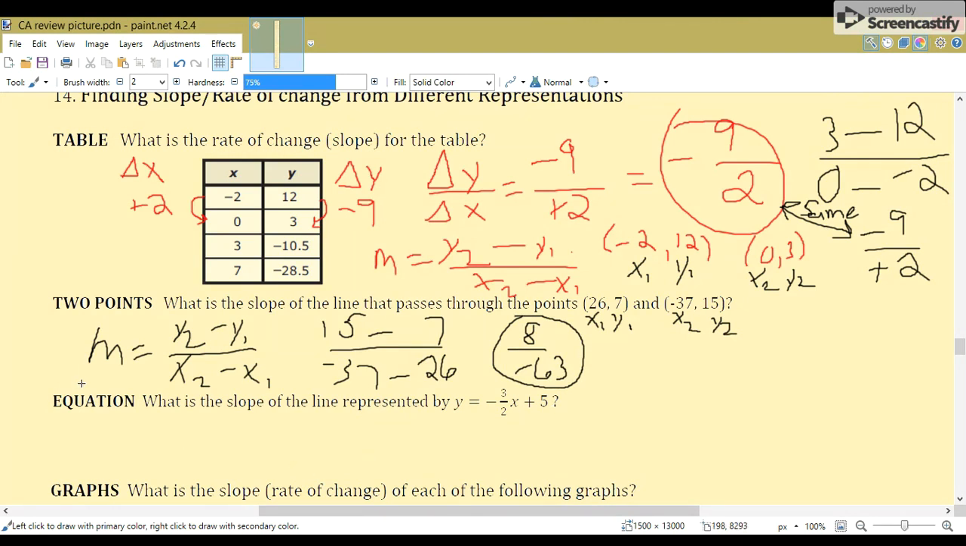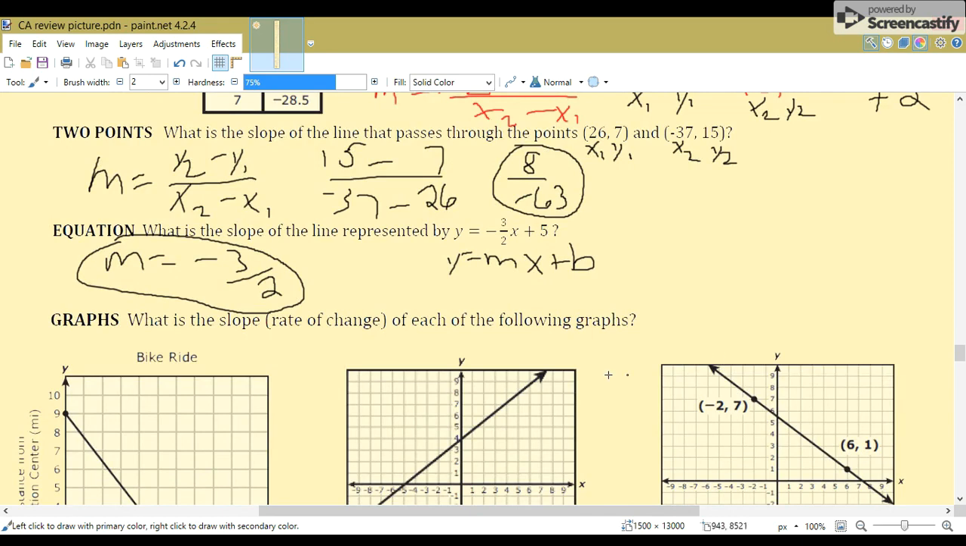Let's look at the slope of an equation. What is the slope of the line represented by y equals -3/2 x plus 5? It's in the form y equals mx plus b, and m is our slope. Our m is -3/2, so our slope, our answer, is -3/2. Remember, you can only do this method if y is by itself.